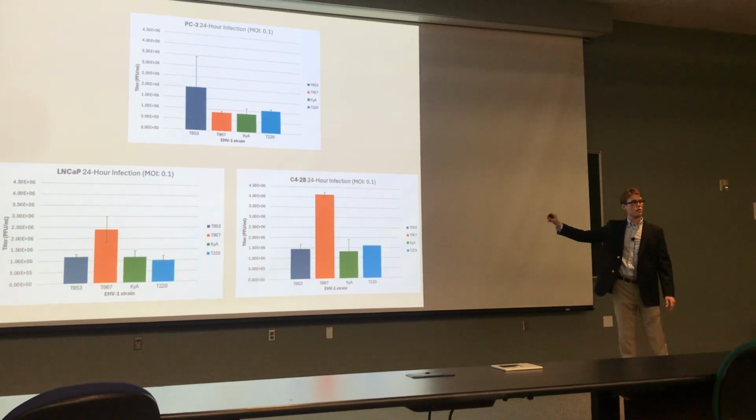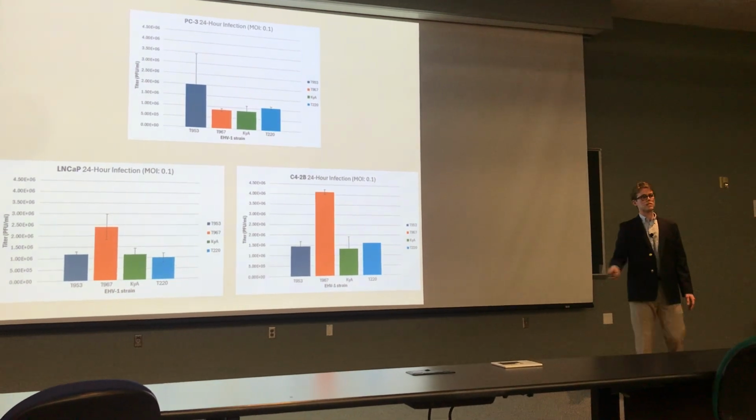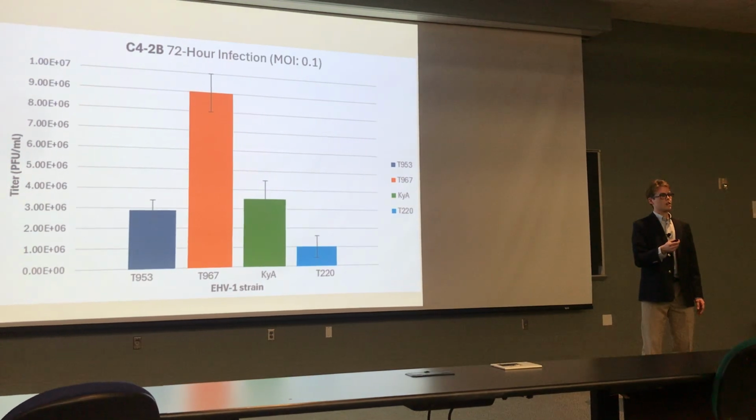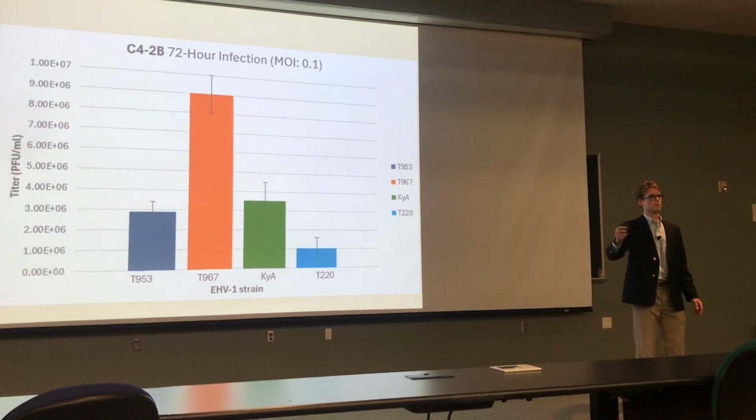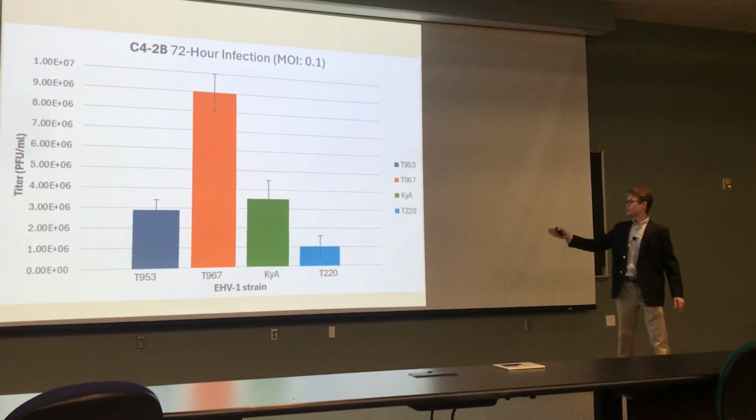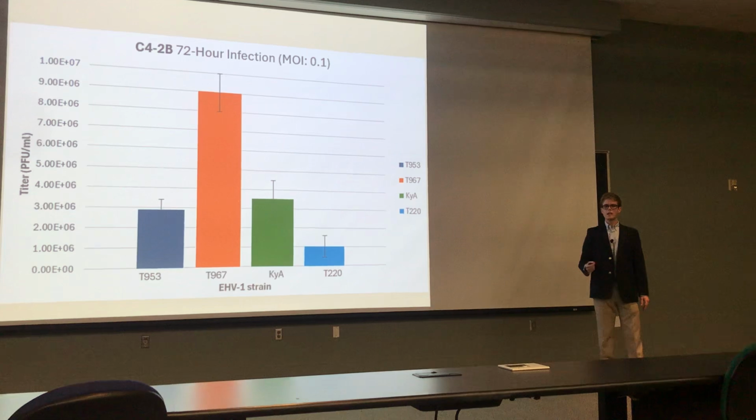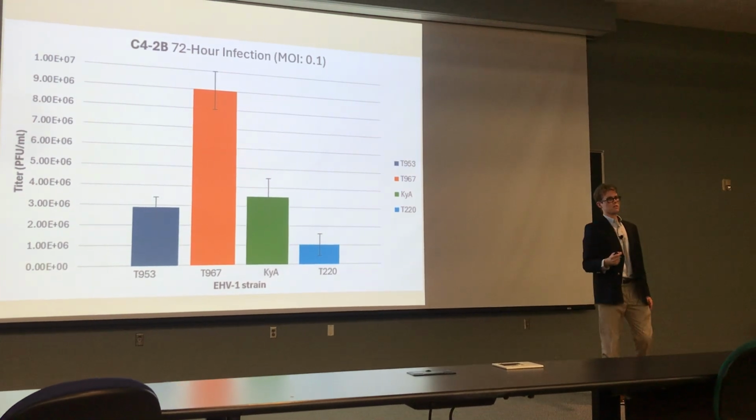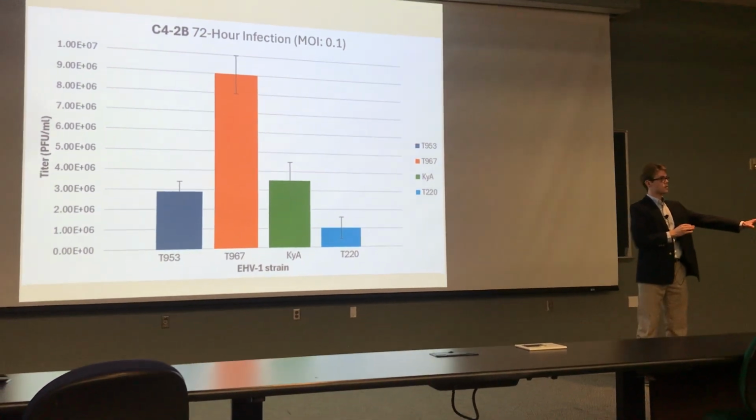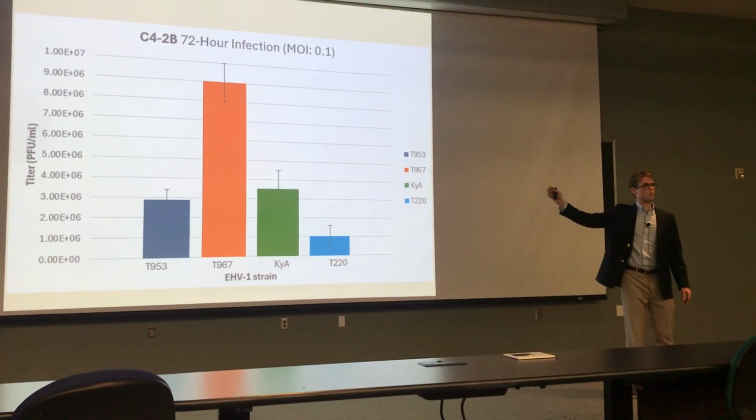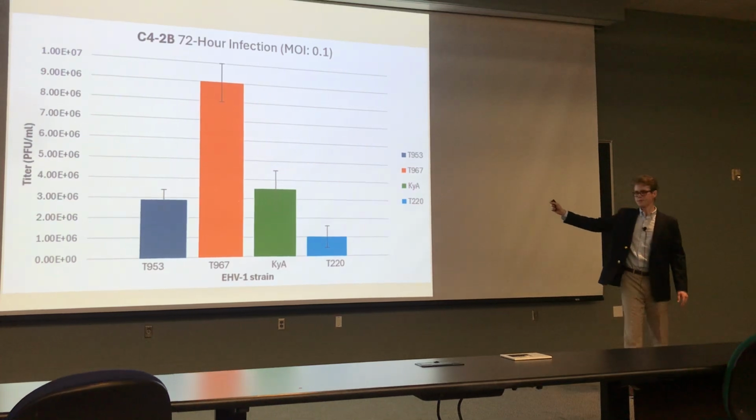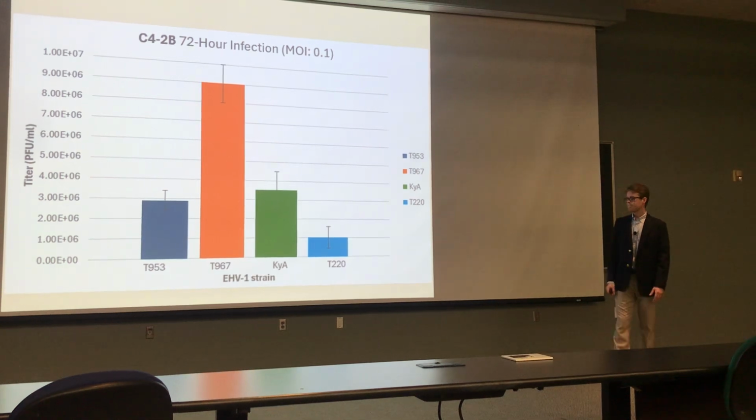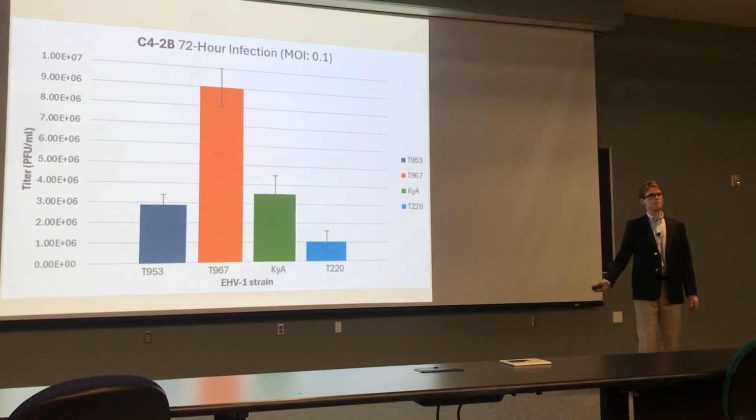Now, that was just a 24-hour infection. Now I'm going to discuss 2 biological replicates of a C4-2b 72-hour infection. So now we're giving the virus more time to complete its life cycle. So what we see here is T967, again, steals the show, working all the way up to 9 million infectious particles. So remember, we're starting with 100,000 still, and we're finishing with 9 million virus particles. And then T953, KYA, and T220, we're able to replicate as well.